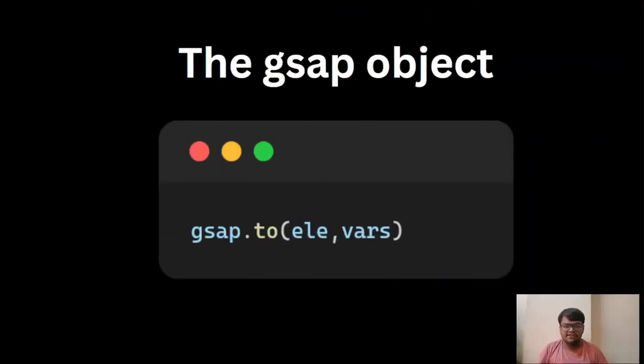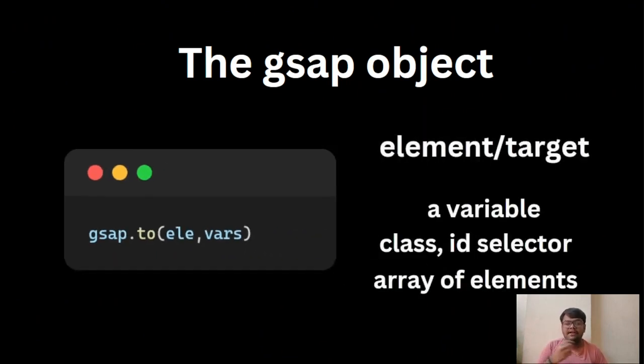As we have already seen, the every method has a first parameter of the element selector. So we can target this element using multiple ways. The first way is the variable, the second is class or ID selector, and the third way is an array of selectors, an array of elements. Let's see the variable selector.